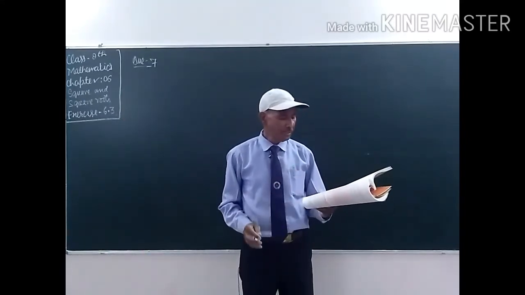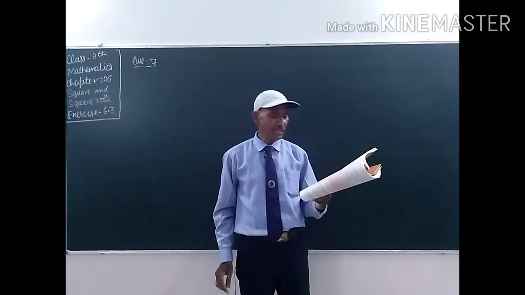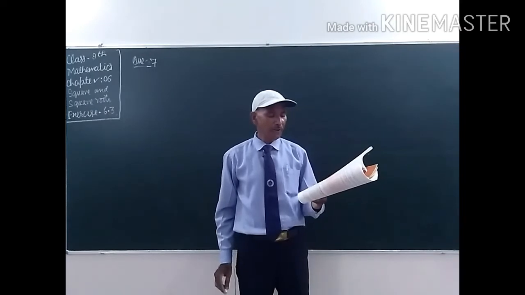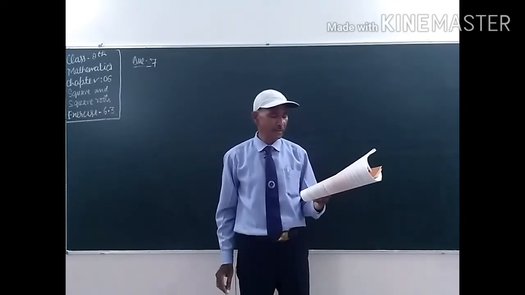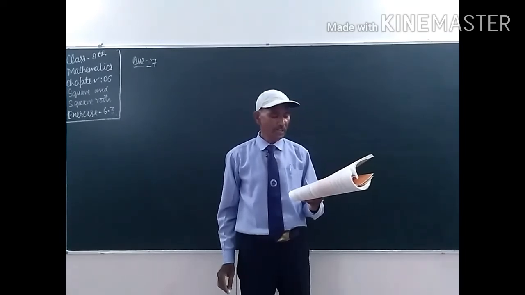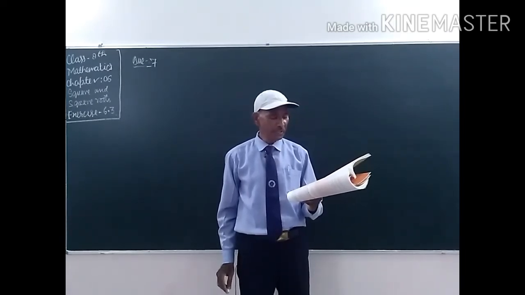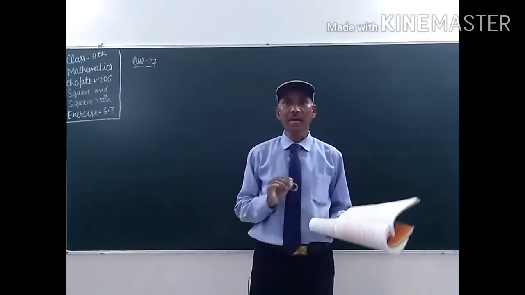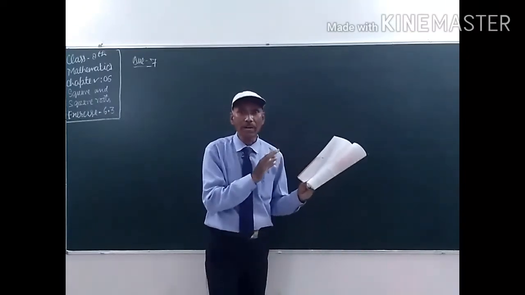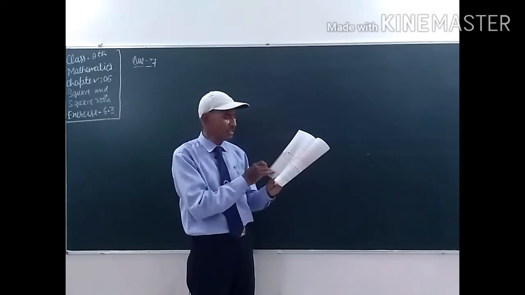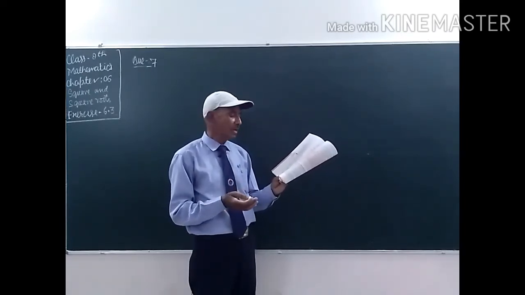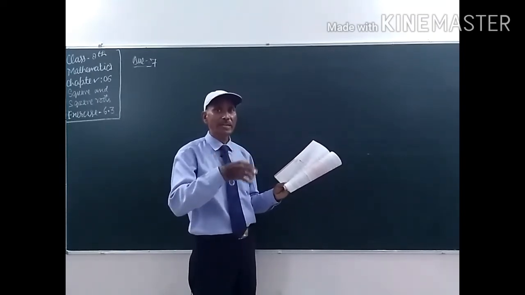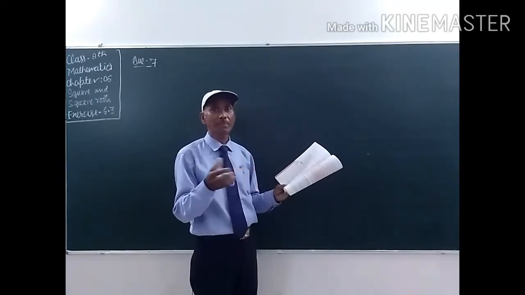Question number 7: the students of class 8th of a school donated rupees 2401 in all for the Prime Minister's National Relief Fund. Each student donated as many rupees as the number of students in the class. Find the number of students in the class. Students, I am not going to write the question. The question is given in your book. In this question, students of class 8 collected rupees 2401, each student donating as many rupees as the number of students.